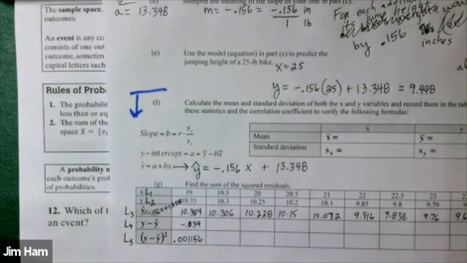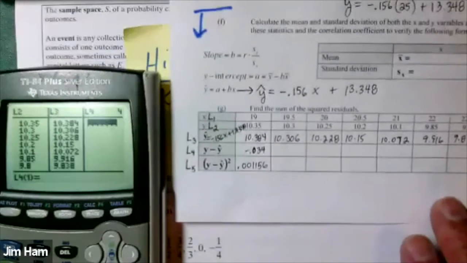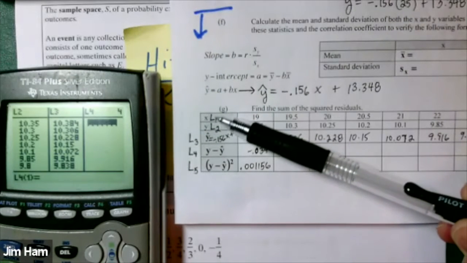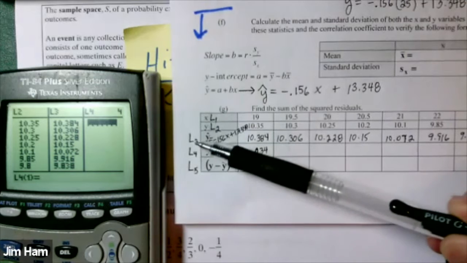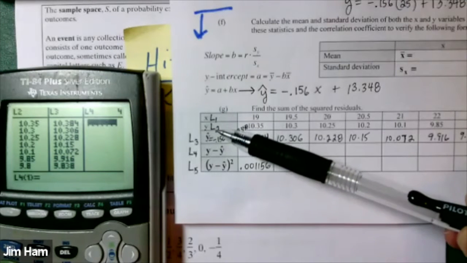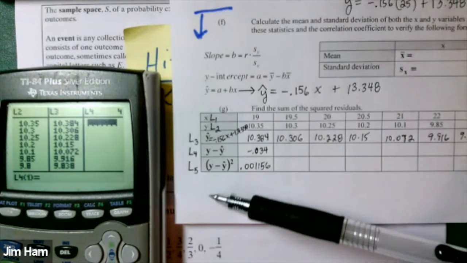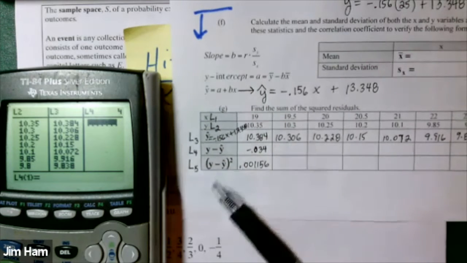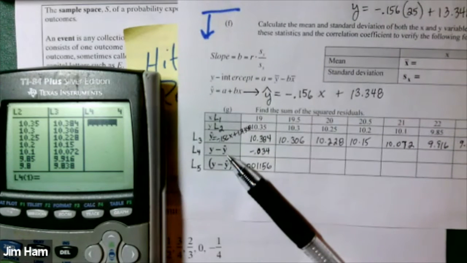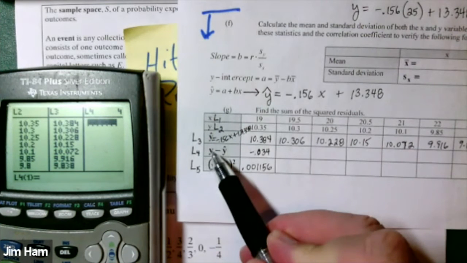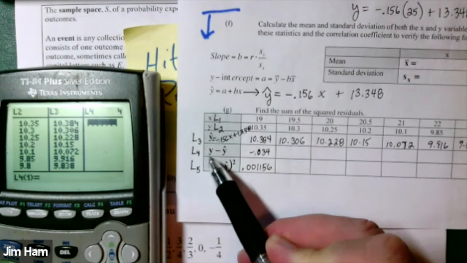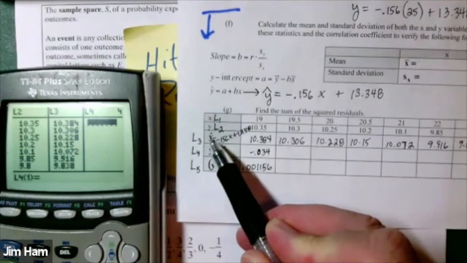Let's work first on L4. Given the way that the lists correspond to the variables, L3 is y hat, L2 is y, L1 is x, what formula would we need to type in to L4? Go ahead and write in the chat what you think the formula is that I have to type in using list names. Okay, good. Yeah, so the y is L2 and the y hat is L3.